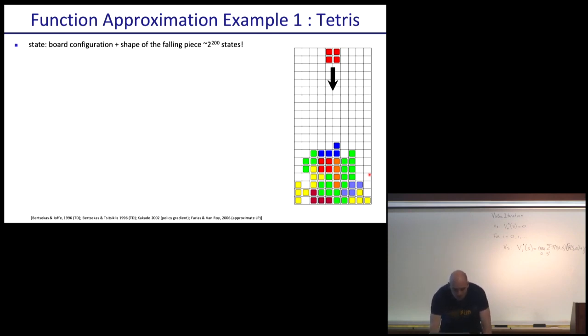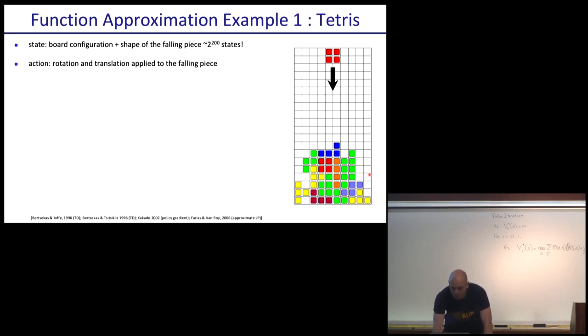All right, so the state here is the exact board configuration plus the shape of the falling piece. If you count it out, it's about 2 to the 200 states, which is way too many to enumerate in a value iteration algorithm. So the actions are rotation and translation applied to the falling piece.